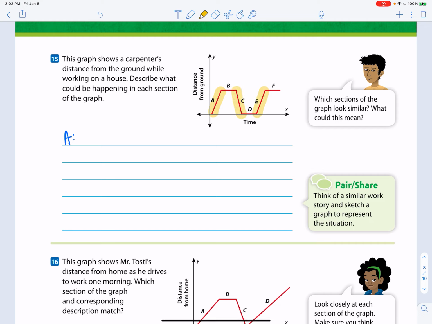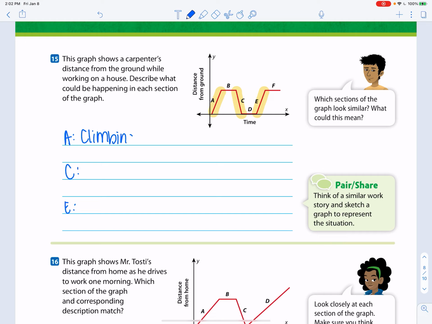So we could probably say that since this carpenter is working on a house, the house has a roof, so he's probably going to the roof. All right, so A, he's probably going to the roof, C is probably coming down from the roof, and E is probably going up to the roof again. And of course, to get from the ground to the roof, you would have to use a ladder. So we would say for A, C, and E, that this carpenter is climbing the ladder.